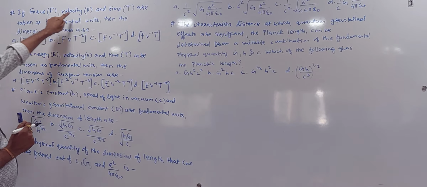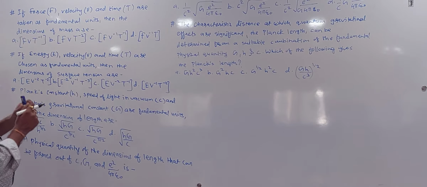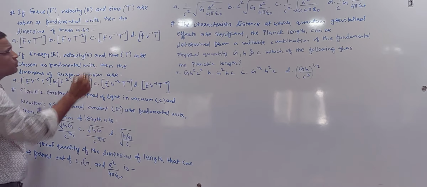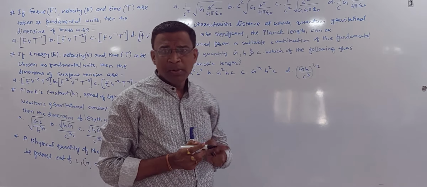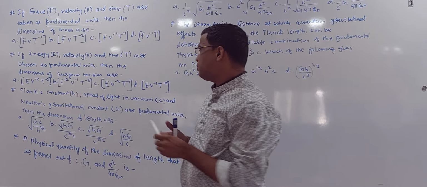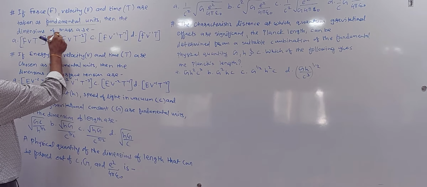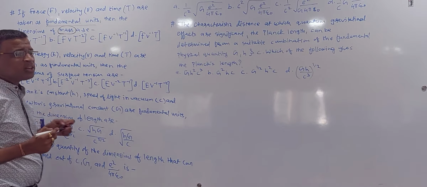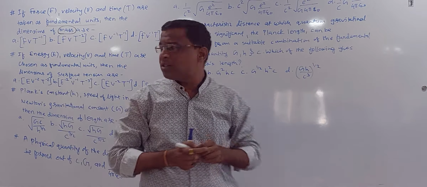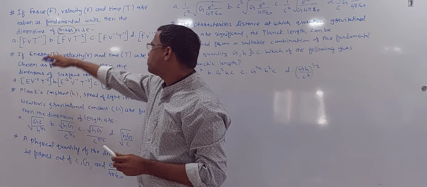They are given force, velocity and time taken as fundamental units. A very typical question. All these 5 questions are of the same type. Force, velocity and time are taken as fundamental units. Then the dimension of mass. So just underline what they are asking. They are asking what is the dimension of mass among these 4 options.